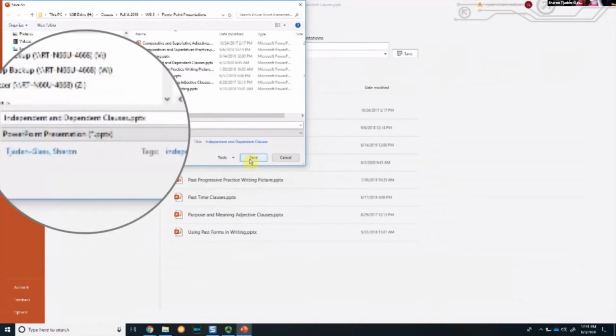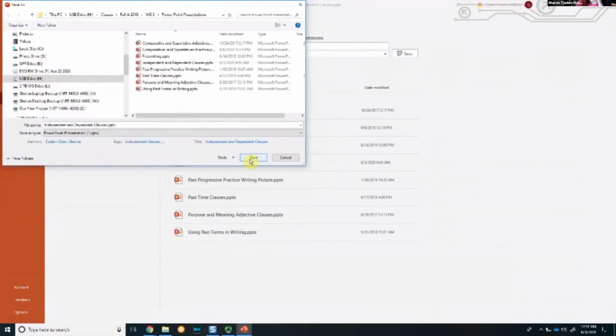When you're choosing what file type to save your PowerPoint presentation as, I recommend using PPTX. This will make sure that any other teacher who downloads this file will be able to go ahead and edit it and change things in the way that works best for them.